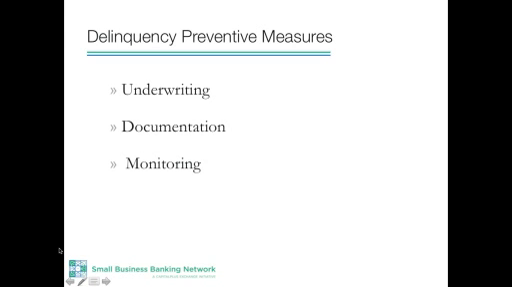Some delinquency preventive measures. There are 3 key stages in the loan process flow where you have to strongly screen your applicants, and you have to execute properly the steps in order to protect your portfolio quality. Now, first is the loan underwriting stage. Second is loan documentation. And third is monitoring.